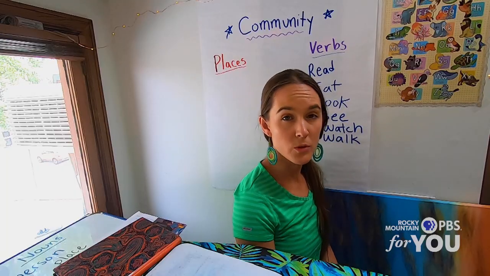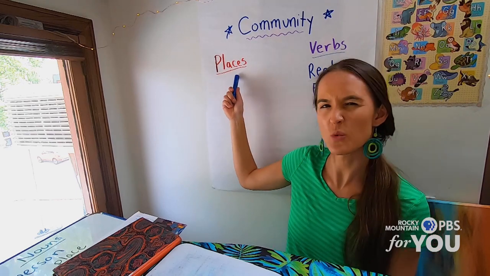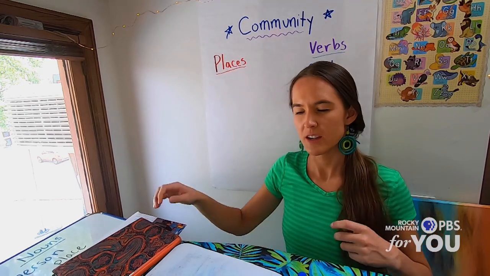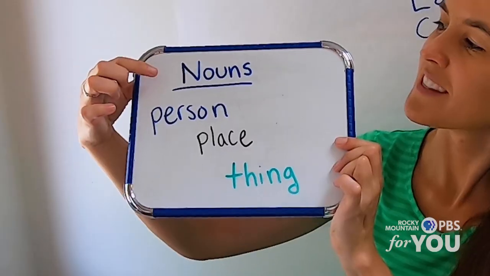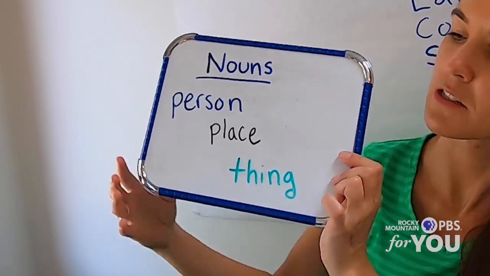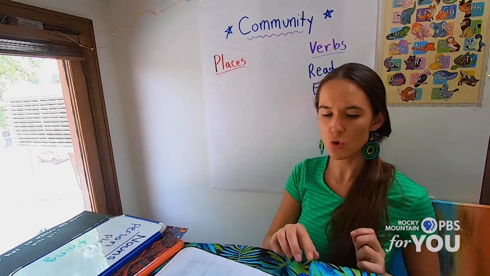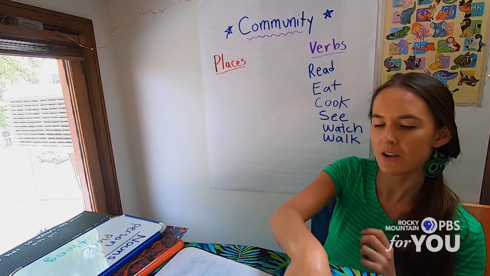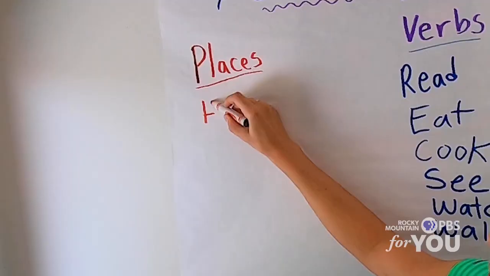The other type of word we will need today to talk about our communities are places. What type of word is place? Remind me again. Oh yeah, it's a noun because nouns are person, place, or things. Places. Okay. So what are some of the places that you know and go to every day or go to a lot? I know I go to my house.